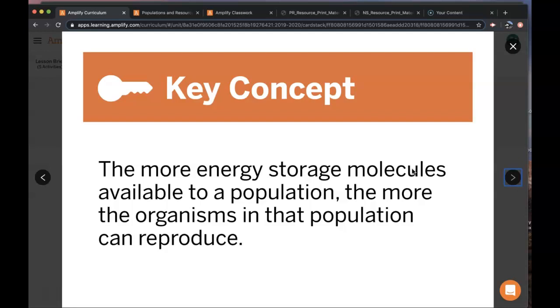You could see that the more sugar that was added to the same amount of yeast, each cup had 1 tablespoon of yeast, but had different amounts of sugar. Sugar is an energy storage molecule. And the more sugar in that cup, the more energy was available. We could see that there's more gases being released, there's more energy, and that means that the more energy storage molecules available to the yeast, the more organisms in that population can reproduce, so there'd be more reproduction.